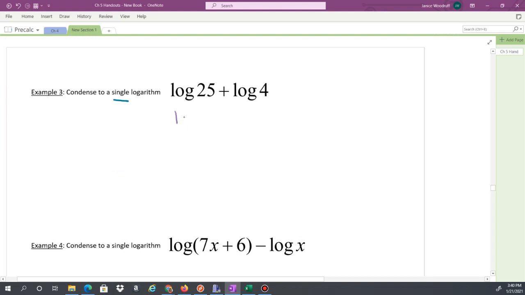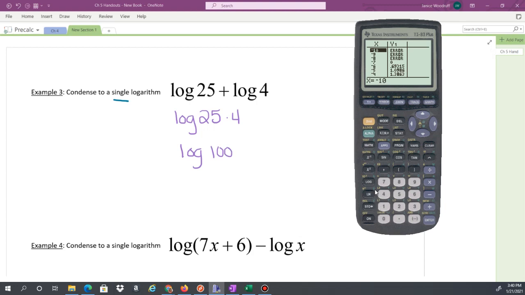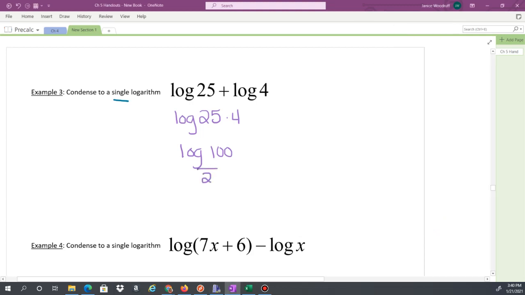So this will become log 25 times 4. And then simplify from there. 25 times 4 is 100. Log 100. Go ahead and check what that is. That's 10 to what power is 100? Or you can put that in here. And there you should get 2. So that is your single logarithm, 2.